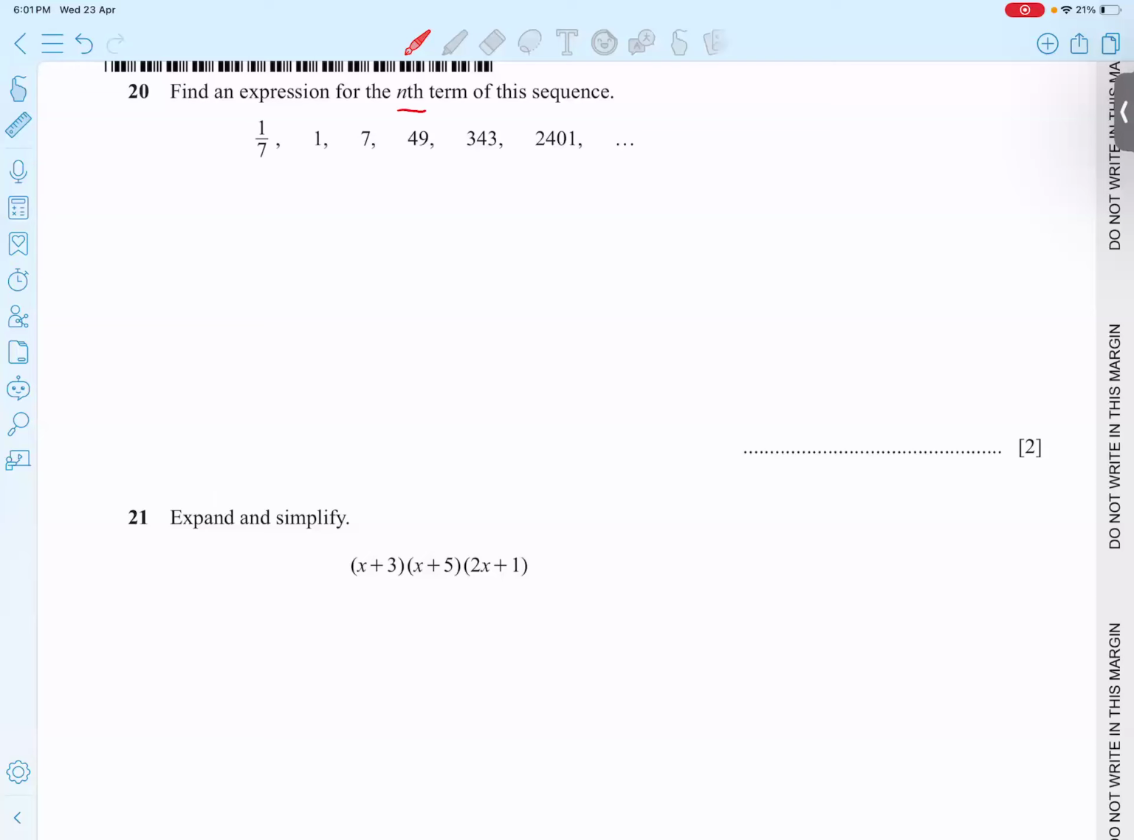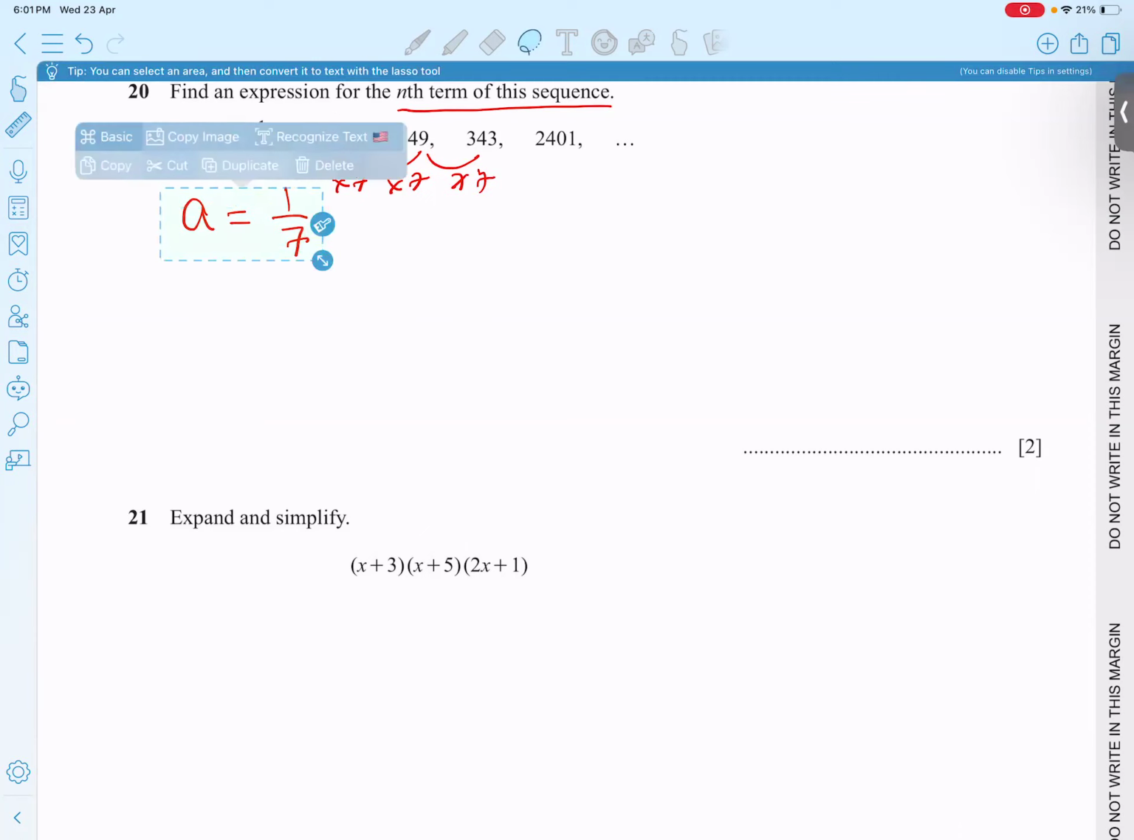So this is an expression for the nth term. We're looking at question number 20. What is A, the first term? A is 1 over 7. And if you look here, times 7, I get this. Times 7, I get this. Times 7, I get this. So this is a common ratio, this is a GP actually. So I'm writing it now.